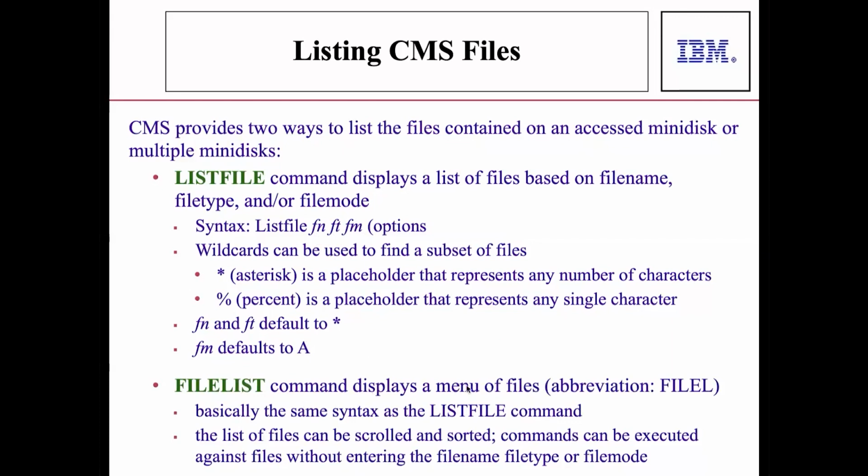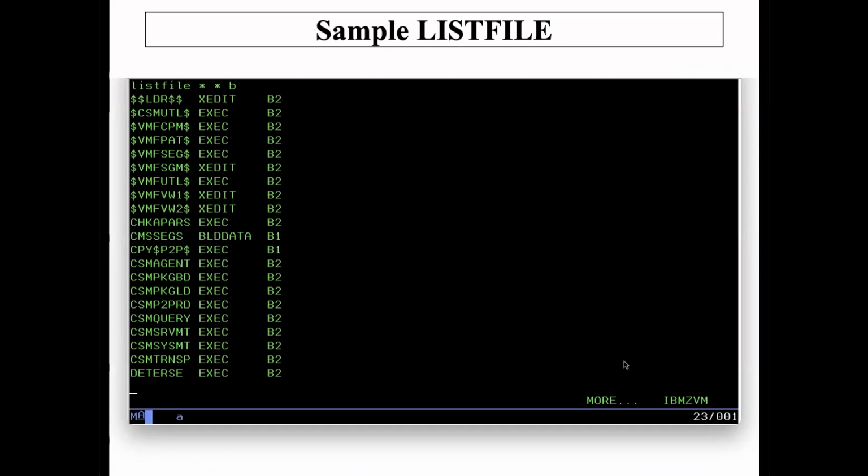The FILELIST command displays a menu of files. It actually shows you a full screen display. I have examples of both of these. That abbreviation is FILEL, and the reason it's not F or FI is because those were already taken, unfortunately. So it's a little bit longer, but it's the same syntax as the LISTFILE command: file name, file type, and then options. The nice thing is you can scroll through the files, sort them, and execute commands against them. It's really handy to use, much easier than doing a LISTFILE and just remembering what they are.